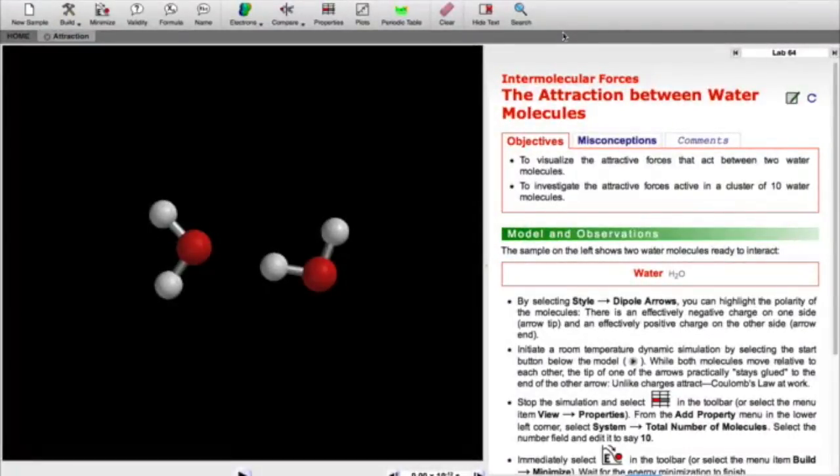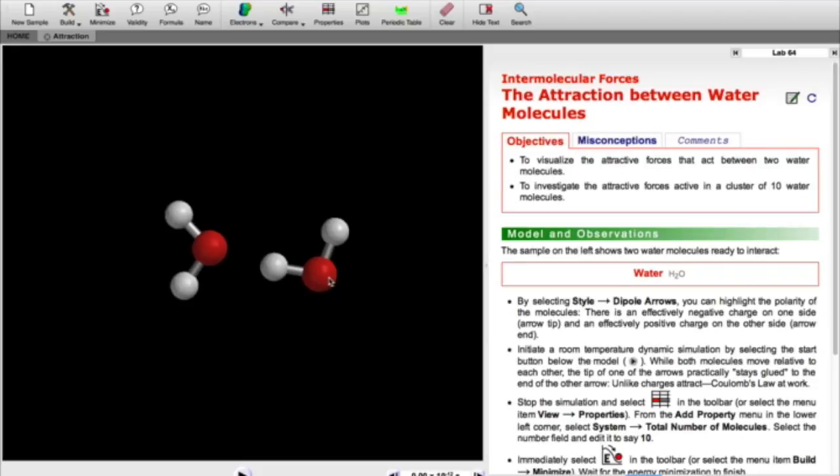We can easily see how the polarity or asymmetry of distribution of electrons in one molecule can affect a group of molecules in experiment 64, which is the attraction between water molecules. On the left here, we have a sample, effectively a little universe of ourselves with just two water molecules existing in a vacuum. And I'm going to visualize the distribution of the electrons of this sample in two different ways.